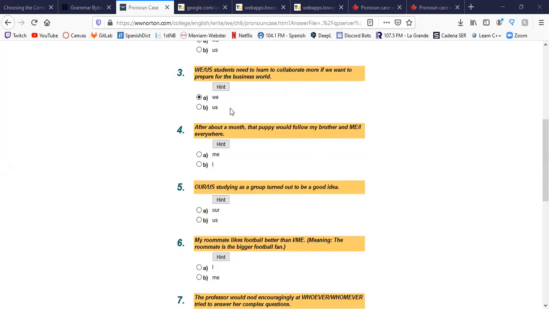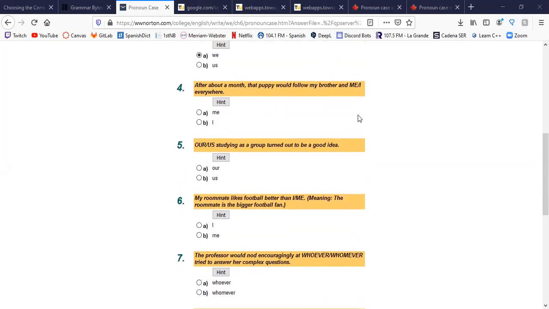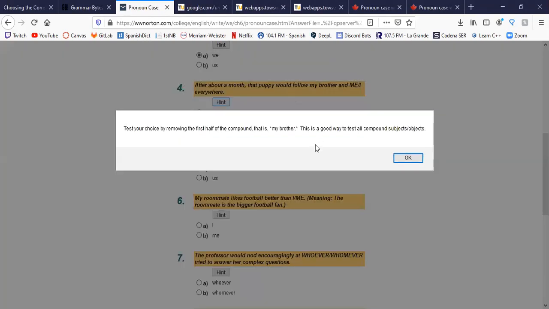Okay, next question. After about a month, that puppy would follow my brother and me or I everywhere. So pause the video and think of the answer. Oh, wait, no, sorry, I should show the hint first. Test your choice by removing the first half of the compound. That is my brother. This is a good way to test all compound subjects or objects, and I already talked about this, but here we have compound objects instead of compound subjects. So pause the video and think of the answer.